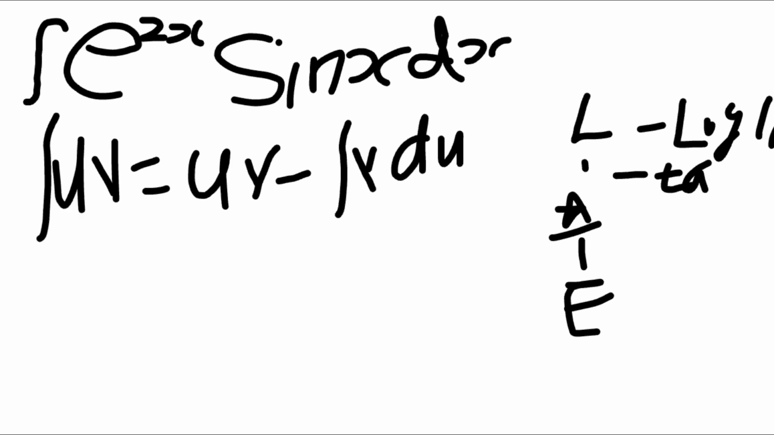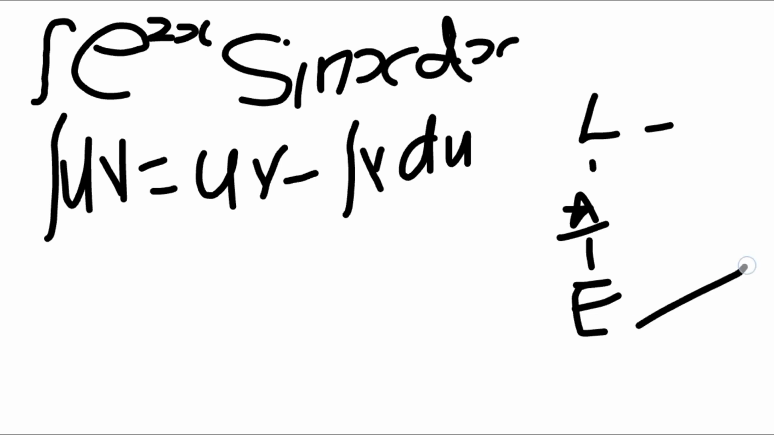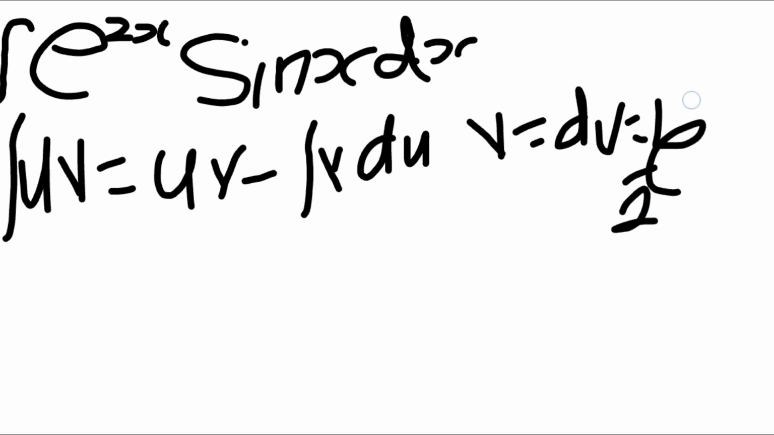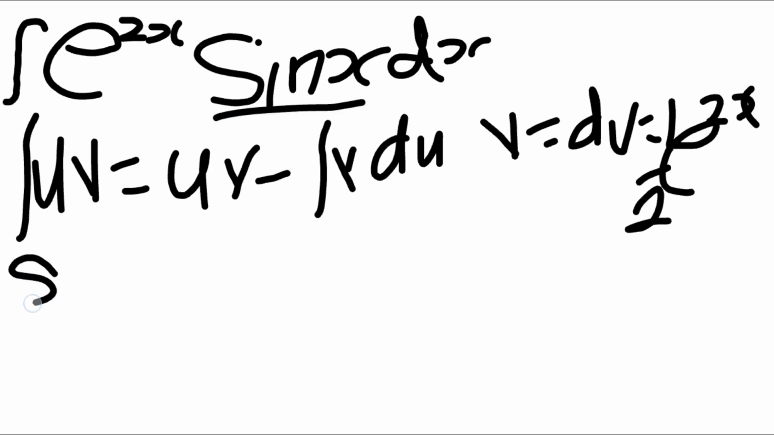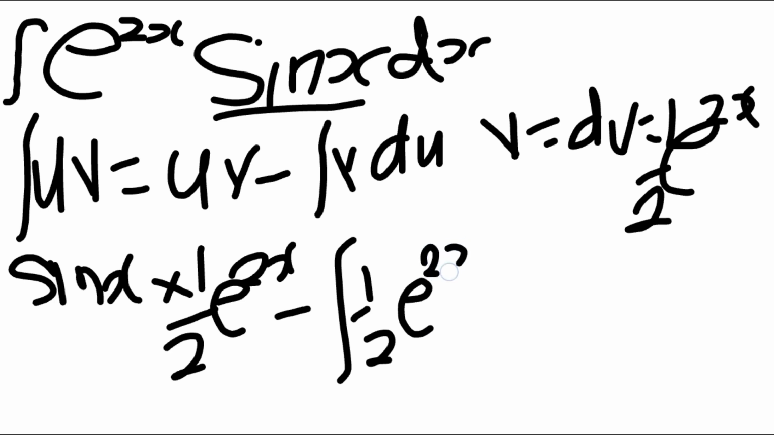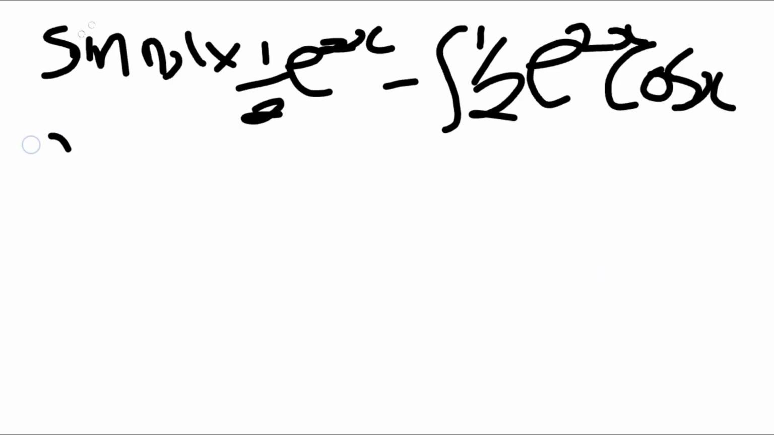So in this function we're given, the second one is going to be e, which is the exponential function. So that is going to be integrated. We're going to be calling it dv. So v is equal to the integral of dv, which is equal to 1 over 2 e raised to the power of 2x. So remember, this is the formula. So we're going to be writing u, which is equal to sine x. So we're going to be writing sine x times 1 over 2 e raised to the power of 2x minus the integral of v, which is equal to 1 over 2 e raised to the power of 2x, multiplied by du, which is the derivative of sine x, which is equal to cosine x.